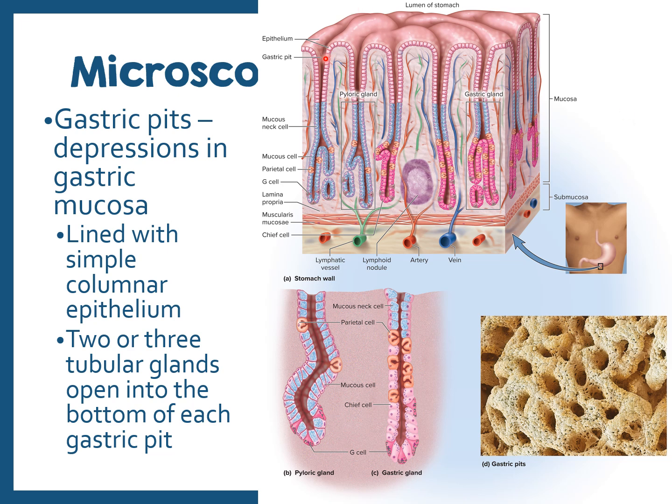But if we look, these glands are lined with a simple columnar epithelium. And there's going to be 2 to 3 tubular glands that are open at the bottoms of each one of these gastric pits here that we can fall into.